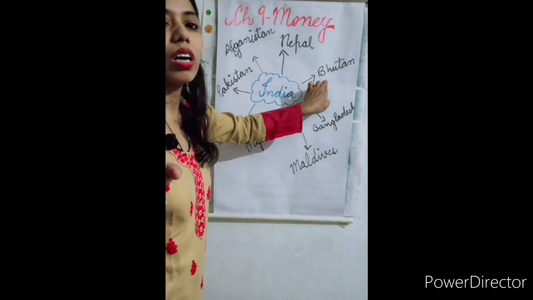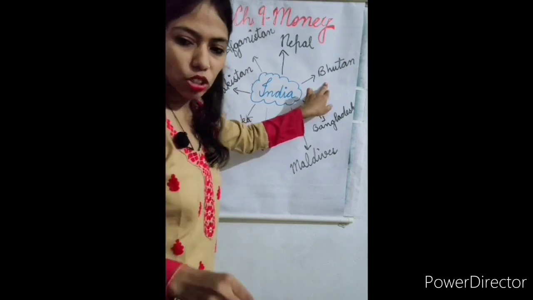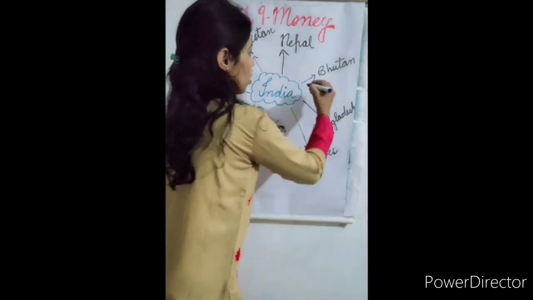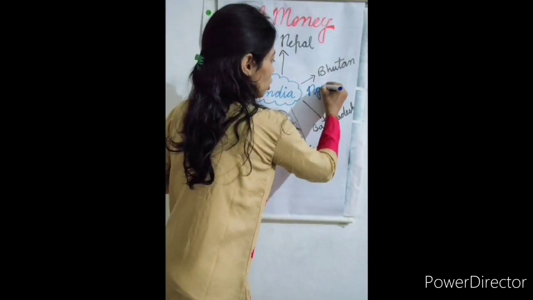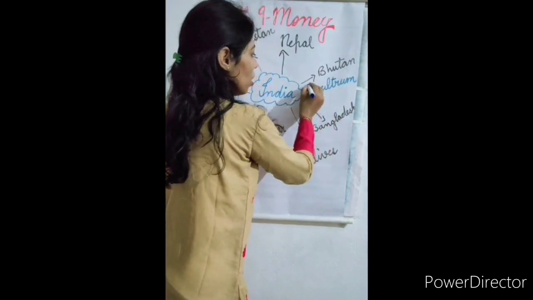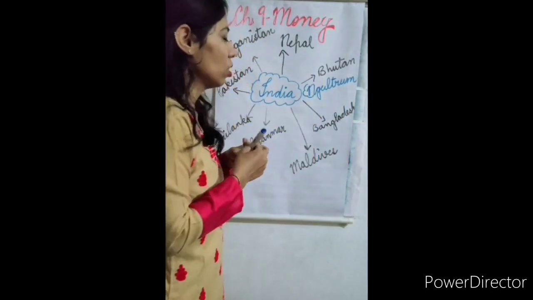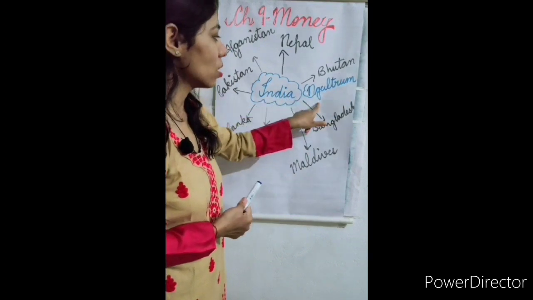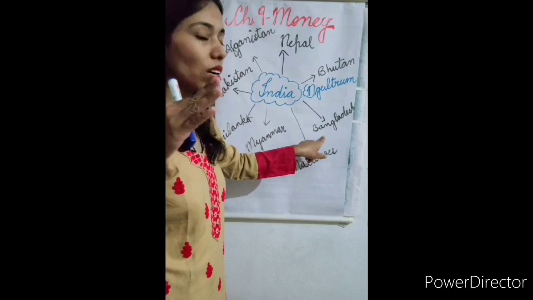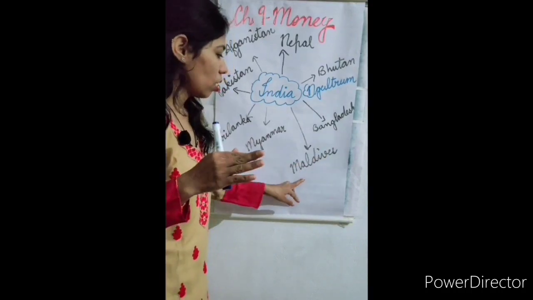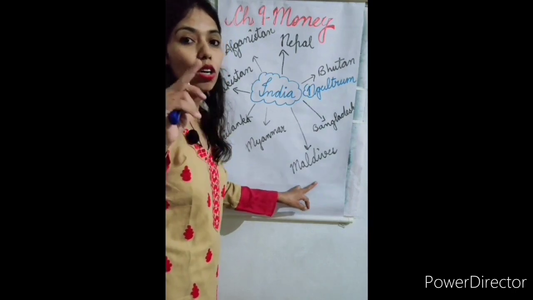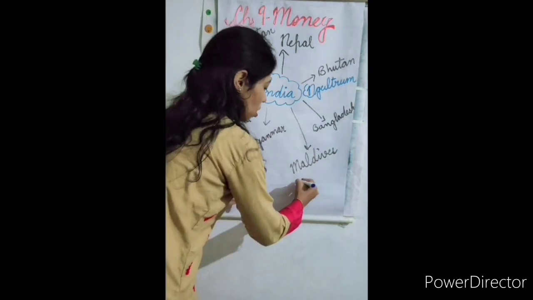The currency of Bhutan is Gultram. Actually, the spelling of Gultram is Ngultrum. Here this N is silent. So the currency of Bhutan is Gultram. The currency of Bangladesh is the Bangladeshi Taka. The currency of Maldives is the Maldivian Rufiya.